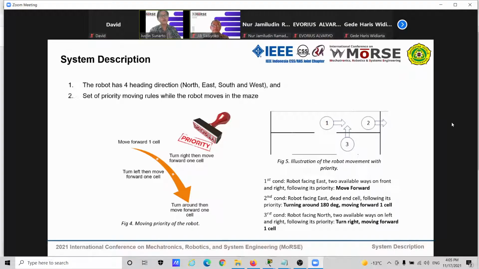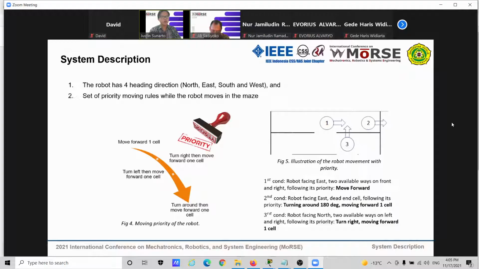In figure 5, we give you an illustration of the robot movement with priority. There are 3 conditions with labels 1 through 3. The first condition is when the robot is facing east, and there are 2 available ways on the front and the right side of the robot. Therefore, the robot will follow the first priority and move forward.